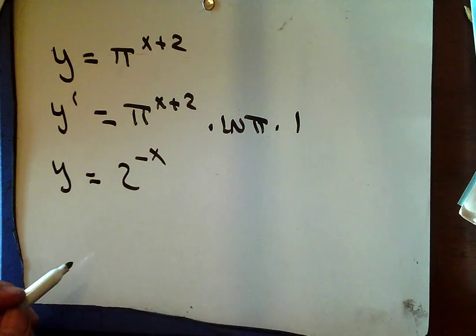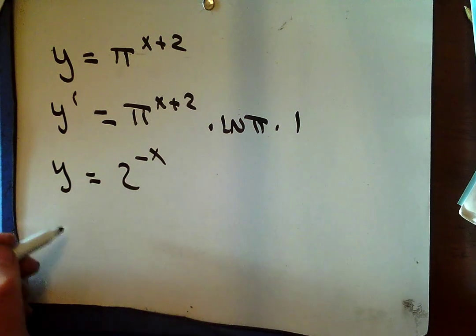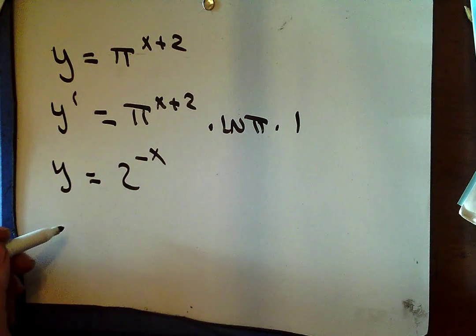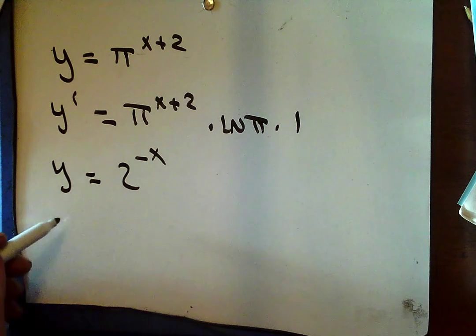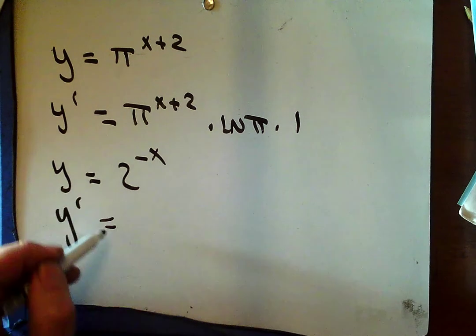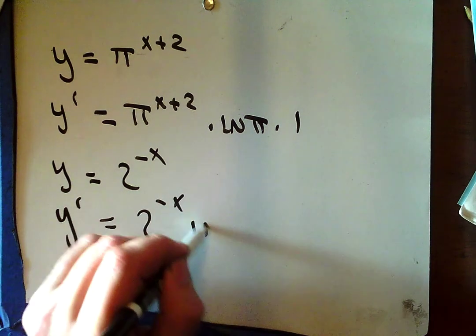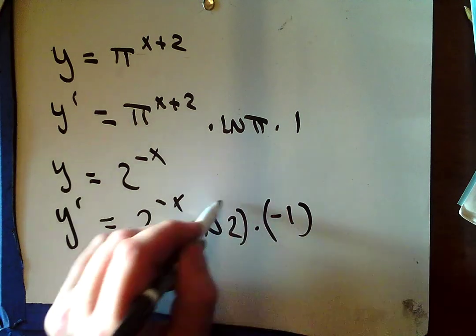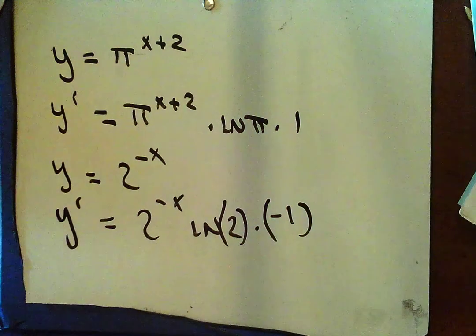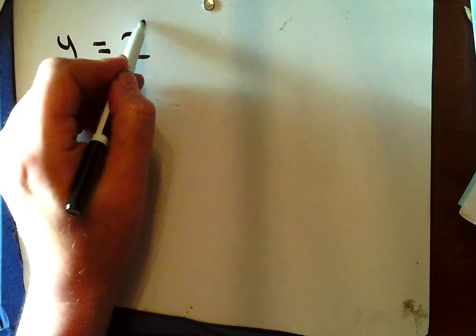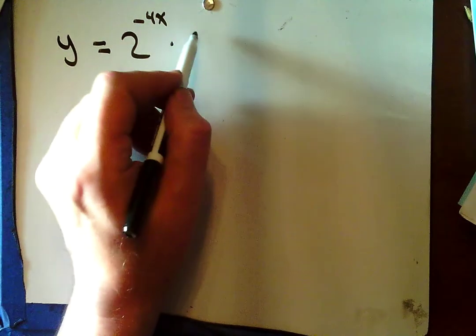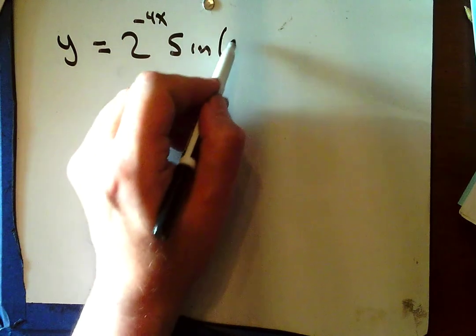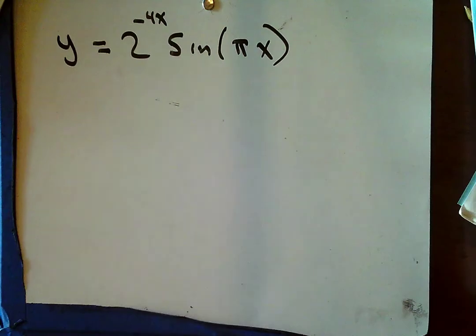That gentle, kind line. 5, 4, 3, 2, 1. So y prime should be itself times ln of the base times the derivative of the inside. And there we go. So what about extending that to this situation? Y equals 2 to the negative 4x times sine of pi x.